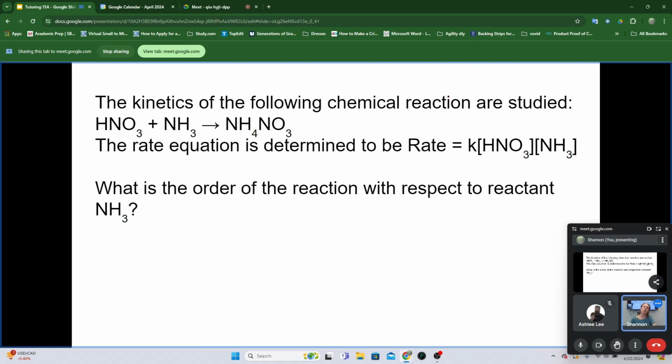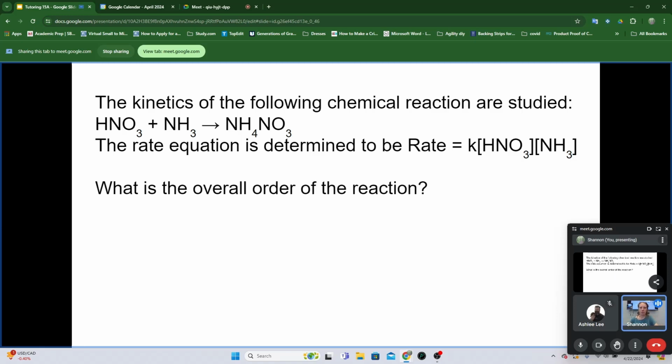Same question for NH3. What is the order? 1 again, right? If the exponent is unwritten, nothing there, it's 1. And then what is the overall order? Well, you had a 1 here and a 1 here, so 1 plus 1 is 2.